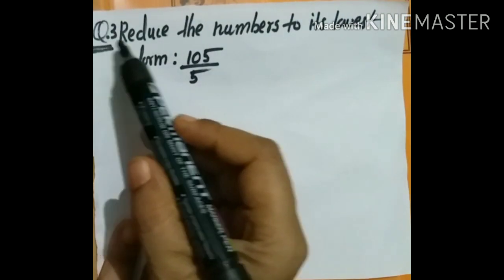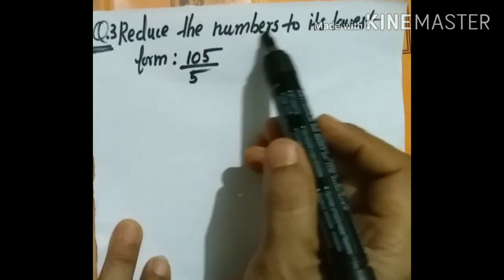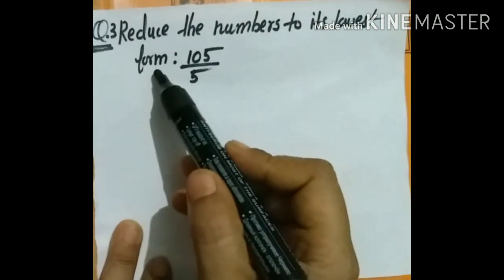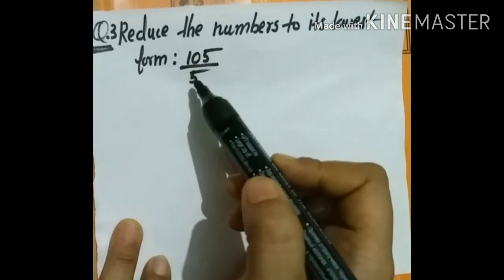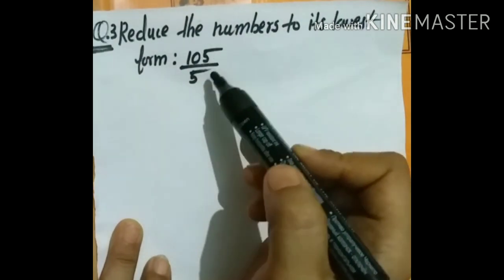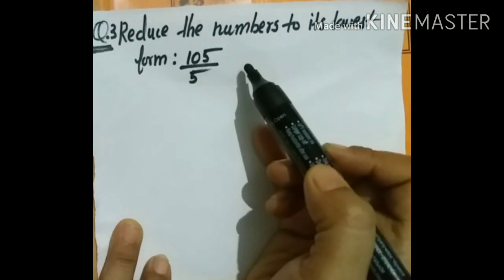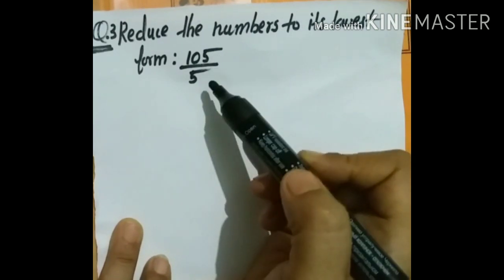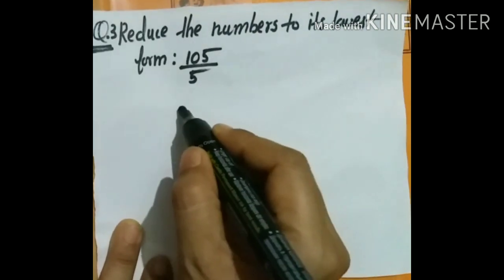Question number 3. Reduce the number to its lowest form. 105 upon 5. Here children, these two numbers we have to reduce to their lowest form. It means we have to do the cancellation, children. So how to do it? Let's see, children.